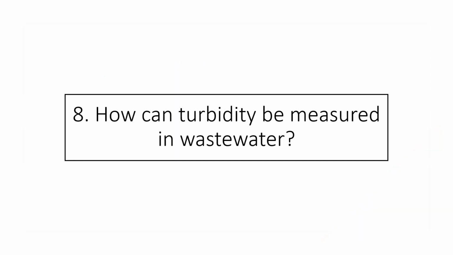Next question is, how can turbidity be measured in the wastewater? Turbidity, as you might have done in your laboratories, can be measured using the equipment called turbidity meter or nephelometer, which measures the scattering of light by suspended particles in the water. That's how the principle of the turbidity meter or nephelometer works.